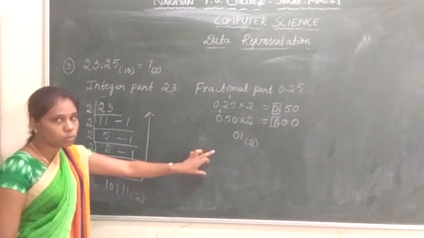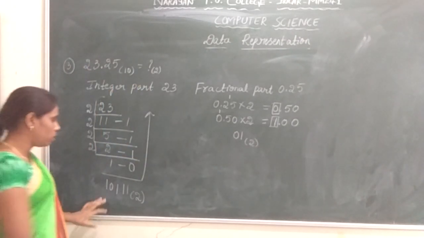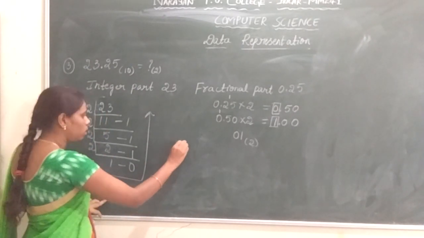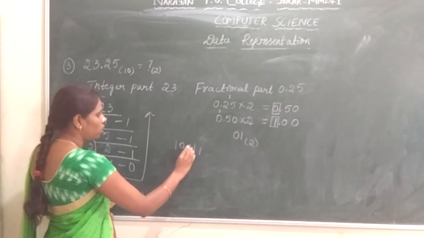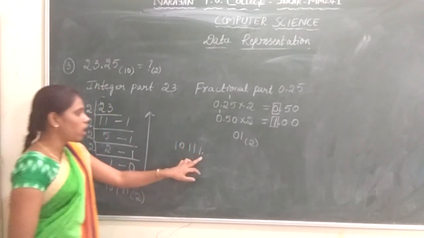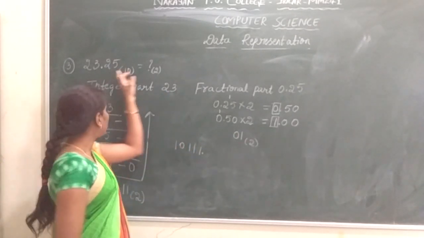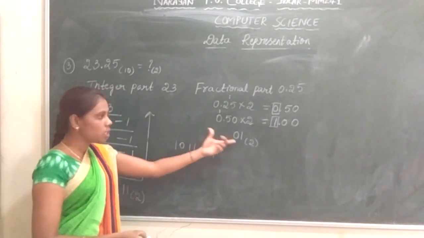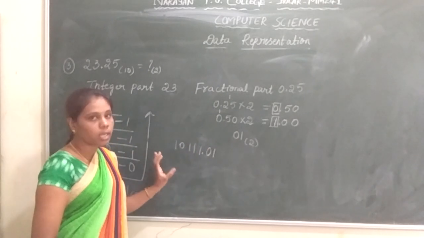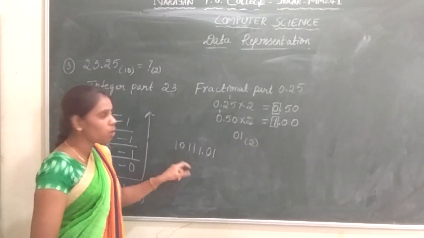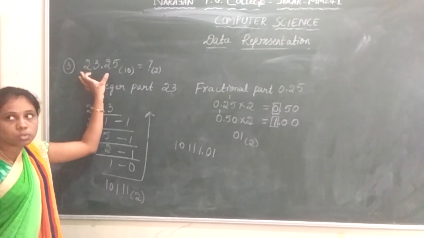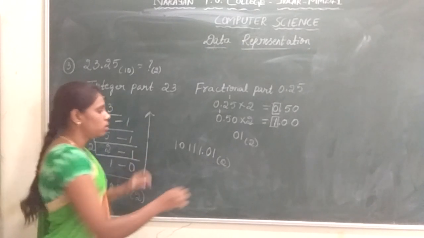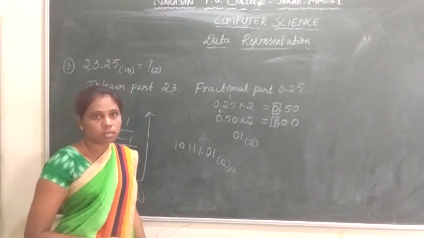So now separately we calculated the value for the integer part and the fractional part. Now I will combine these two to get the value for this number. The integer value 23 is 1 0 1 1 1, place the decimal point and take the fractional value. What is the value for 0.25? That is 0 1. Combining these two, you get the binary equivalent value for the given decimal value 23.25, and this is the binary value. So we will see the next conversion.